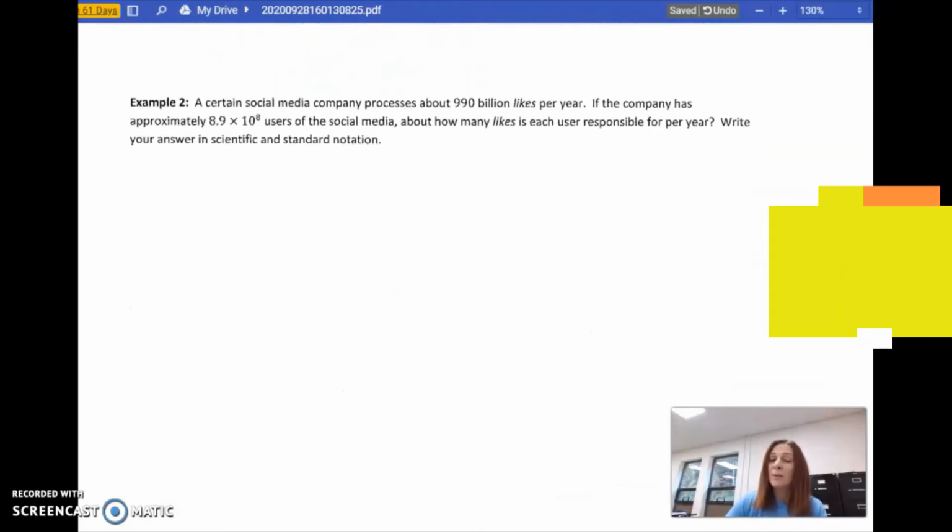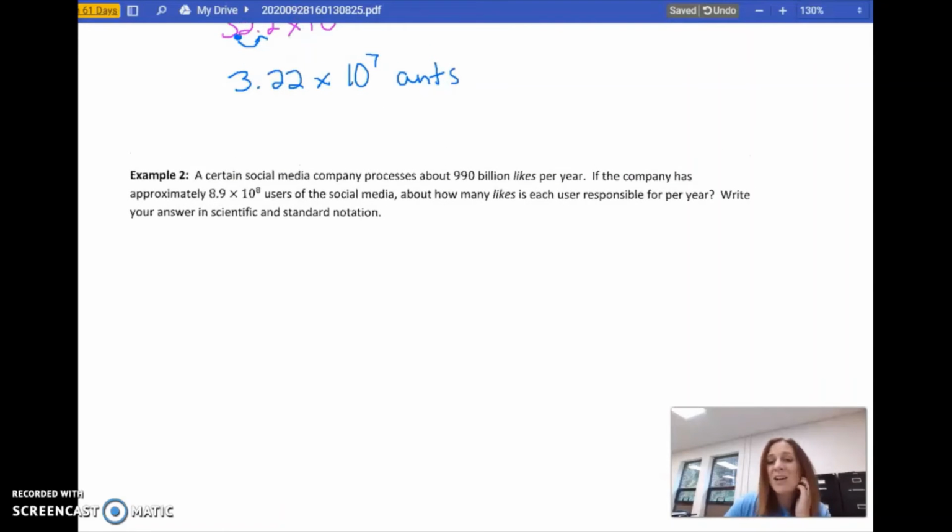A certain social media company processes about 990 billion likes per year. If the company has approximately 8.9 times 10 to the 8th users of social media, how many likes is each user responsible for? I want the likes per user. So we have 990 billion, 990,000, 990 million, 990 billion. Okay, so again, that's an L there, likes.